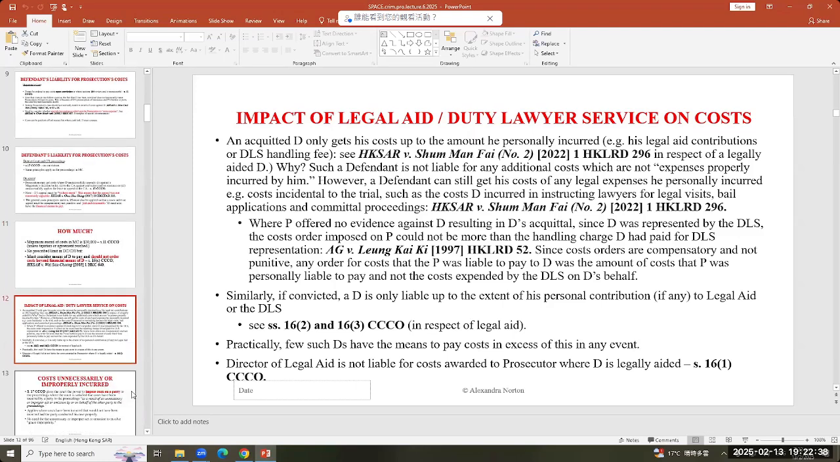If the defendant is represented by the legal aid department or the duty lawyer service, then if he's acquitted, he's actually only entitled to get costs up to the amount that he has personally incurred. And that would be, in the duty lawyer service example, the small amount, the handling charge of $630, I think it is, that he pays for the duty lawyer service to represent him for the duration of the trial. The duty lawyer service cannot get back the costs that they have spent in the defense. The defendant can only get back that handling charge.